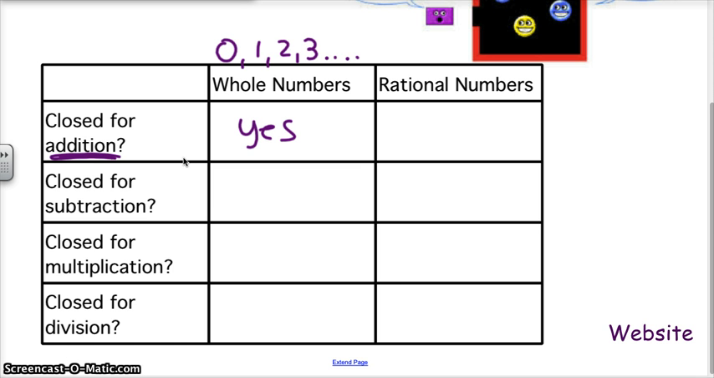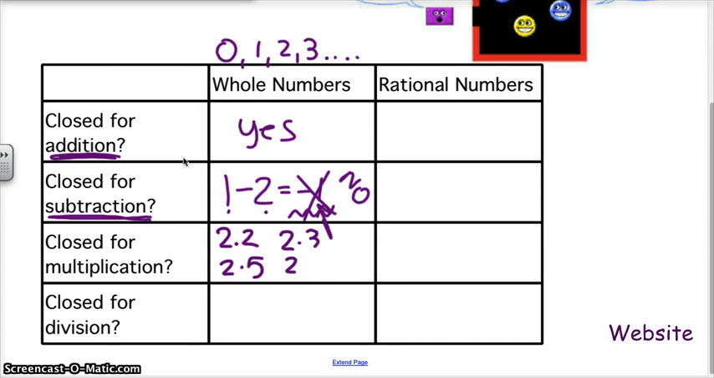Yes. If you were to take two whole numbers and subtract them, 1 minus 2, that's not a whole number. So is it closed for addition? Yes. But is it closed for subtraction? No. A dog and a dog gave me a cat. Closed for multiplication? If you take any two numbers, 2 times 2, 2 times 5, 2 times 3, 2 times 0, will you always get an answer that is whole? A whole number times another whole number is always going to give you a whole number. So it is closed. Started in the same set, ended in the same set.